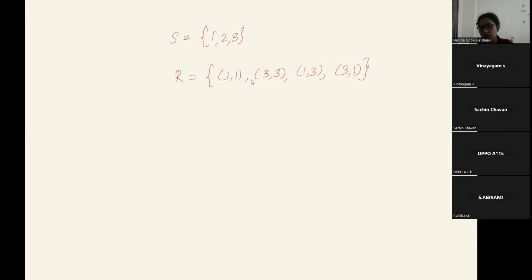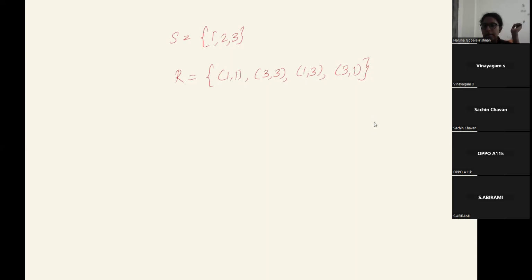Except 2. But all the other elements, 1 and 3, satisfy the reflexive condition. The transitive condition is also satisfied, and the symmetry condition is also satisfied in R. But this is not reflexive. So this is not an equivalence relation, because it is not reflexive.